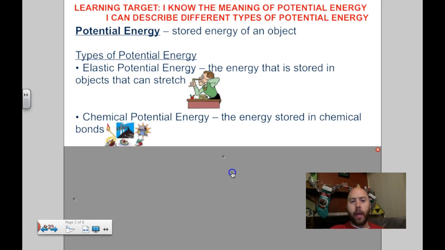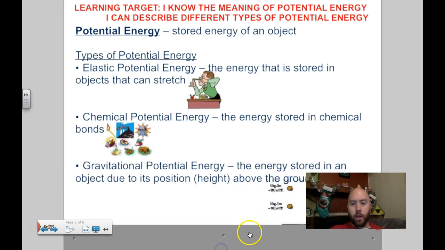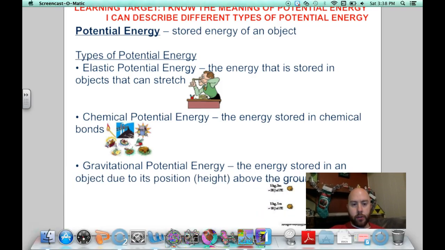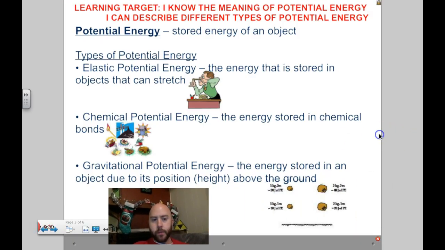And then the main one, the absolute main one we're going to talk about is gravitational potential energy. I'm going to move my picture here. So gravitational potential energy is the energy that's stored in an object due to its position above the ground. Now, a lot of times we consider the ground to be the reference point, but it doesn't have to be. We'll look at numerous situations when we do the math with this where the ground is not the reference point. But gravitational potential energy is just how much energy you have relative to a reference point.